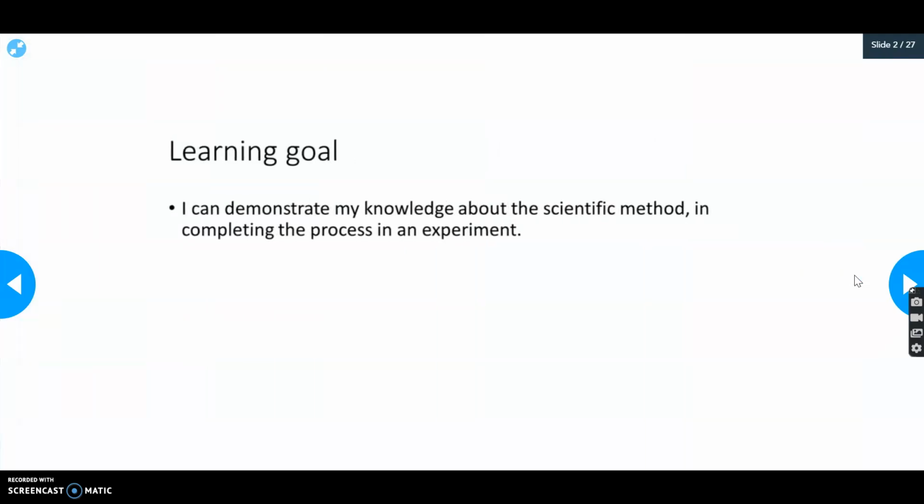So our learning goal for science today is I can demonstrate my knowledge about the scientific method in completing the process in an experiment.